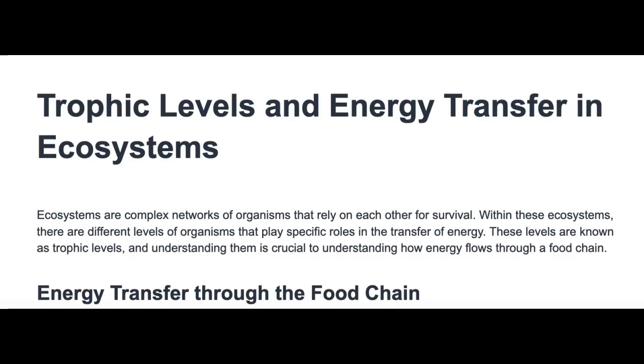Trophic levels and energy transfer in ecosystems. Ecosystems are complex networks of organisms that rely on each other for survival. Within these ecosystems, there are different levels of organisms that play specific roles in the transfer of energy. These levels are known as trophic levels, and understanding them is crucial to understanding how energy flows through a food chain.